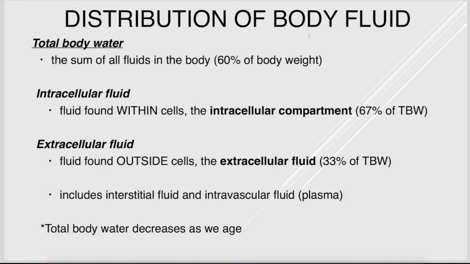Now, intracellular fluid is found inside cells, and that's the majority of body water, about 67%. Extracellular fluid is found outside of cells, okay? And this includes interstitial fluid, which is the fluid between cells, and the intravascular fluid, which is basically just plasma.